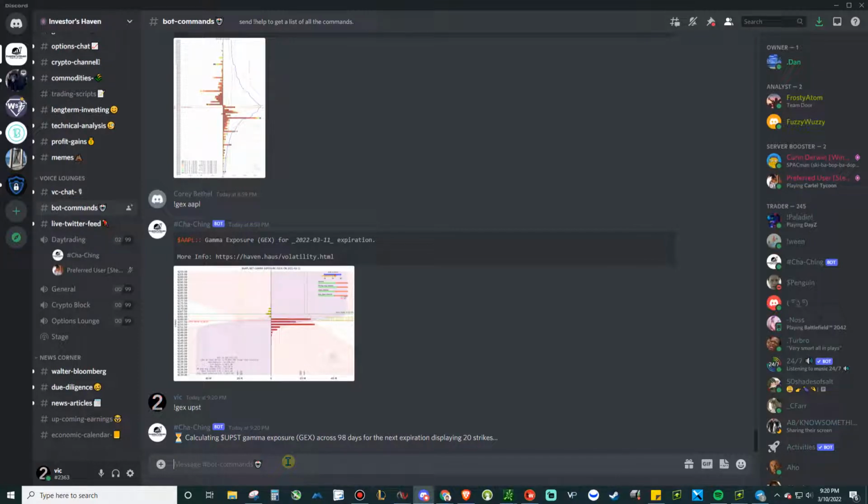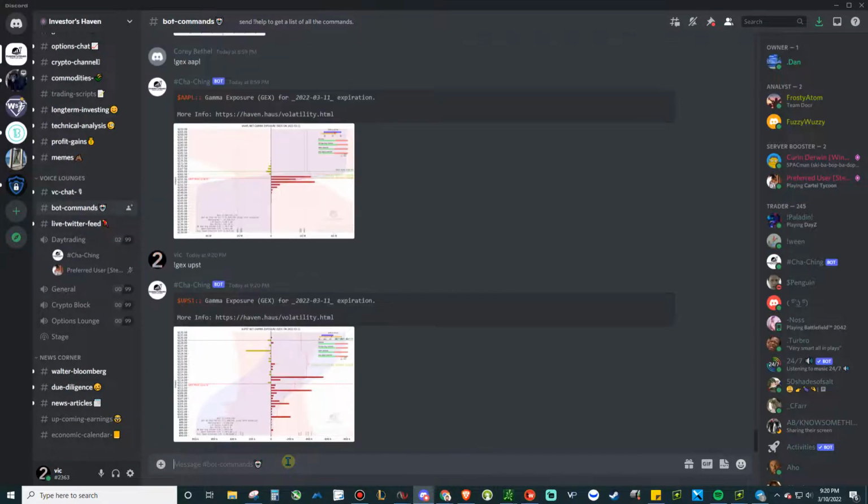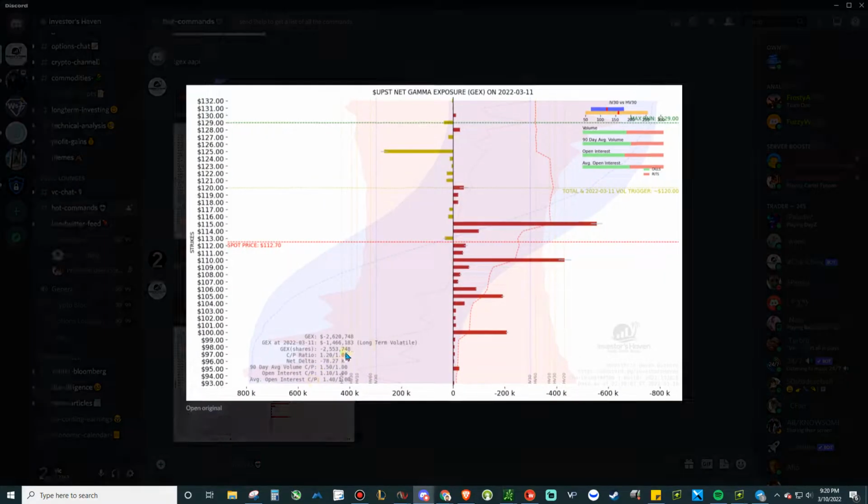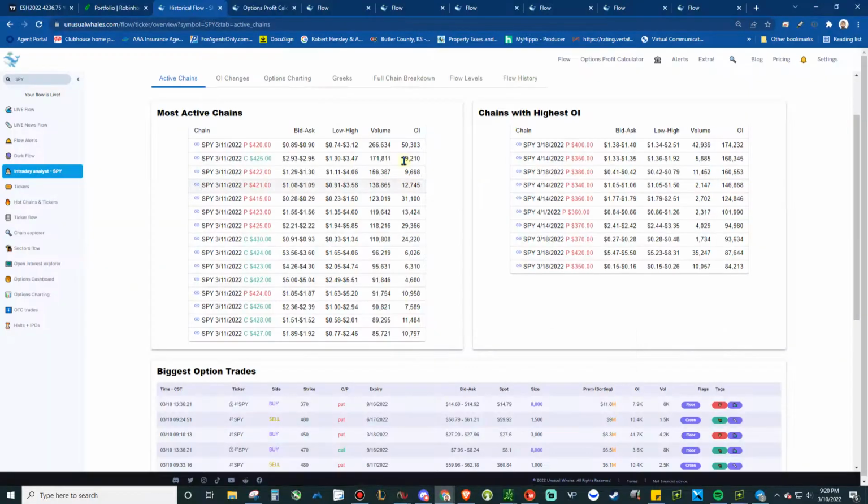So you just type in your ticker, and what it's going to give you is the total GEX for the next expiry. Now we've got March 11th, which is tomorrow. There's the GEX chart, basically showing total gamma exposure at each level. So this is what we want, these total levels. You can get this on Unusual Whales as well. I'm going to show you what I mean.